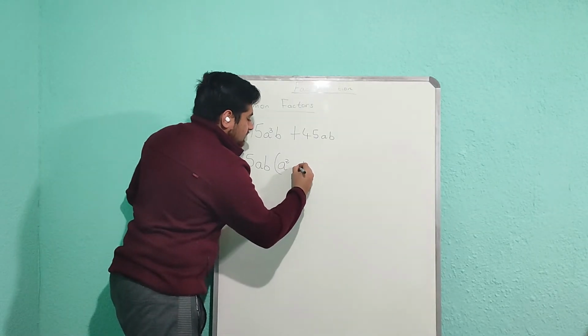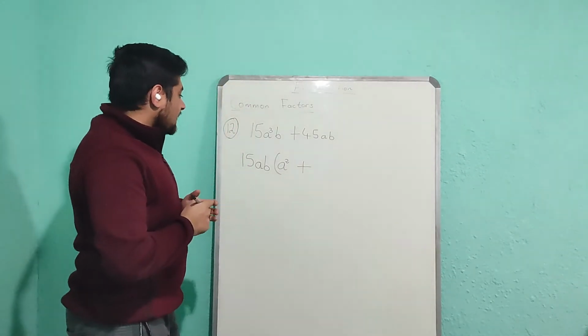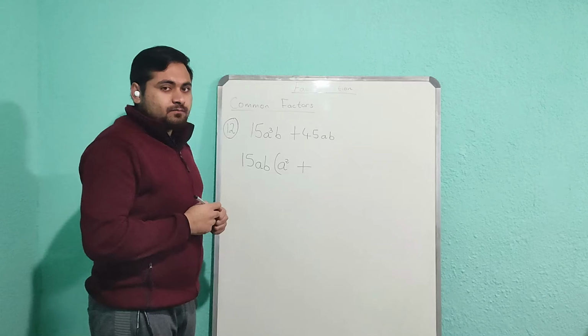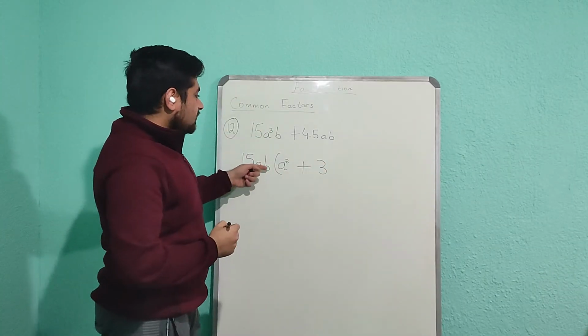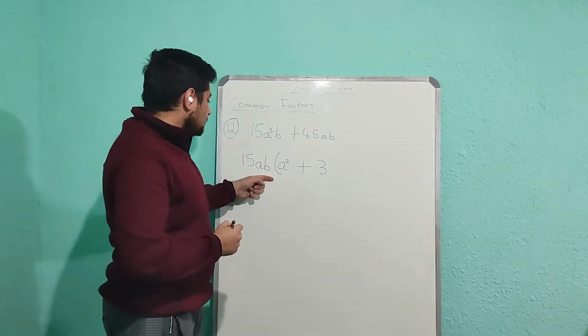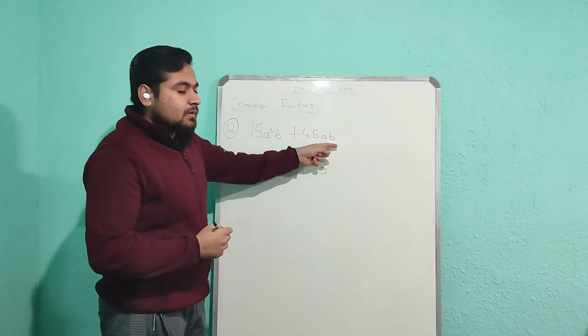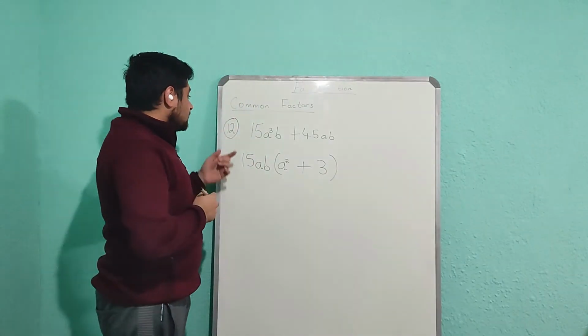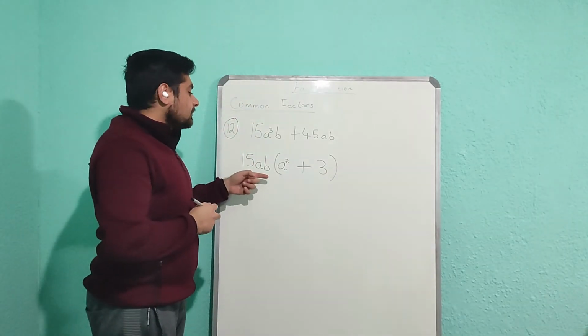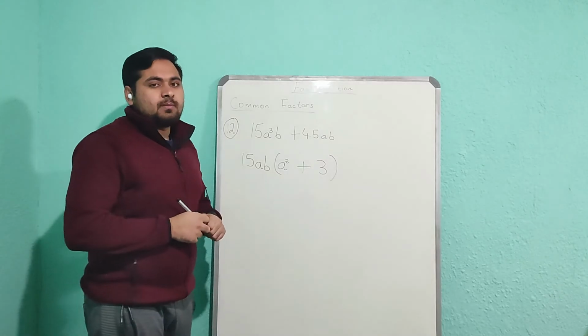And then the sign, which is plus. Now how many times does 15 go into 45? 3 times, right? So 3, a to the power of 1, a to the power of 1, we don't need to write. B to the power of 1, b to the power of 1, we don't need to write. You just close the bracket. Therefore, the answer for number 12 is 15ab into the bracket, a squared plus 3.